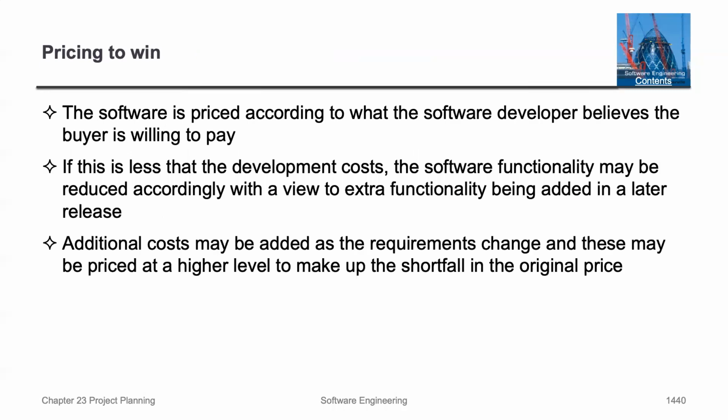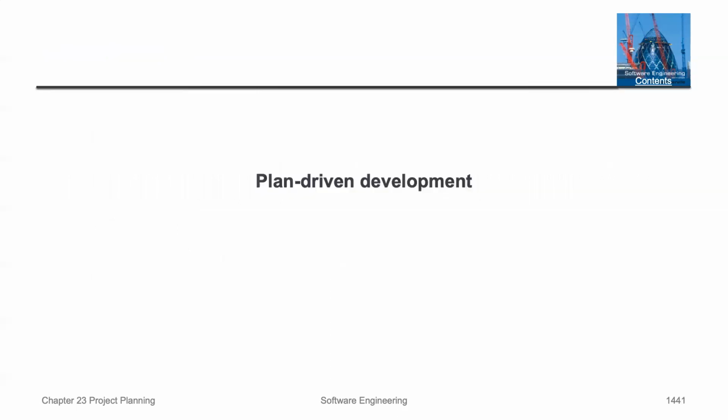Pricing to win: the software is priced according to what the software developer believes the buyer is willing to pay. If this is less than the development cost, the software functionality may be reduced accordingly with a view to extra functionality being added on at a later release. Additional costs may be added as the requirements change, and these may be priced at a higher level to make up the shortfall in the original price. What about plan-driven development?